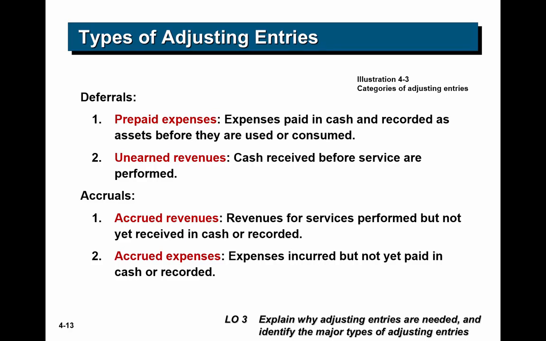So what we have to do is recognize each month that we have used up, or consumed, is their word here, some of that expense. Okay, so if I pay $1,200 for a year's worth of insurance, then really each month I'm now using up or consuming a month's worth of insurance. And so I have to recognize that in my books.